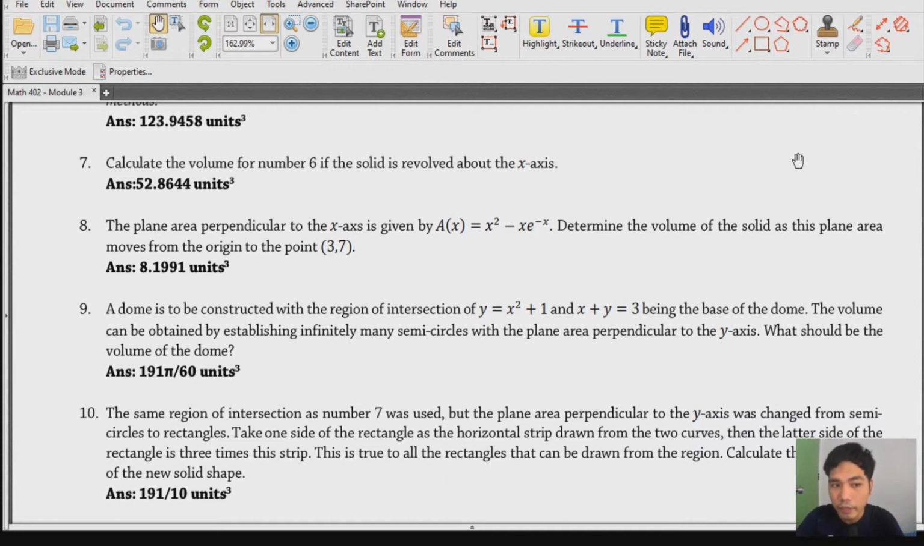And then the volume can be obtained by establishing infinitely many semicircles with the plane area perpendicular to the y-axis. So having this area perpendicular to the y-axis, our general equation would be V = the integral from a to b of A(y) dy. Okay, and then what should be the volume of the dome? That is the question.